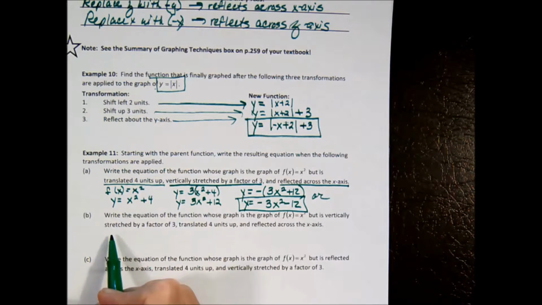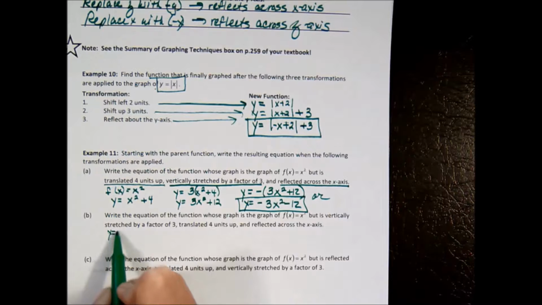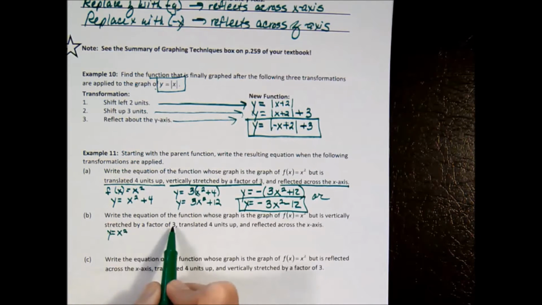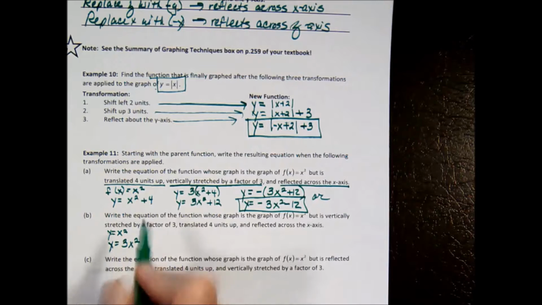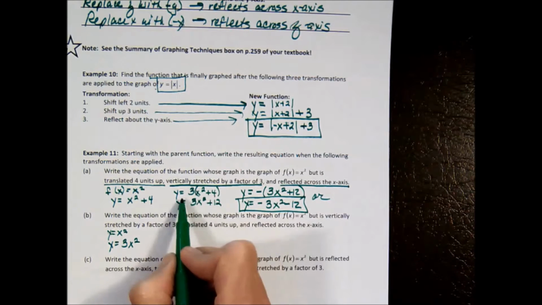Start with y equals x squared. This time we're going to stretch it by a factor of 3 first. So y equals 3, the only thing I have to multiply by is the x squared. Not like up here where I had to do the whole thing by 3. Okay, that was that part.